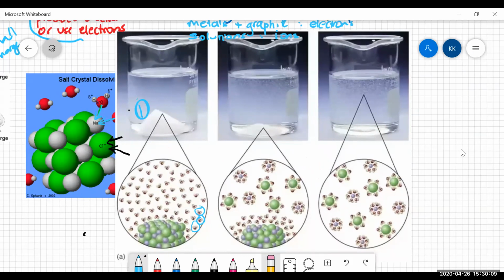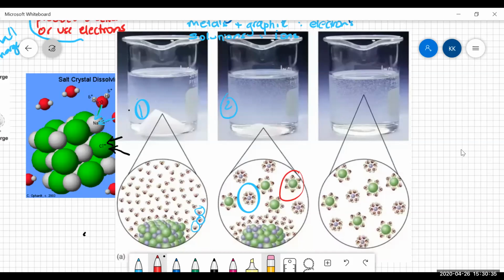And we're going to see in the second one that a lot of the ions are now surrounded by water molecules. This is called a hydration shell. So here's the sodium's hydration shell. And then if we look over here, we've also got hydration shells around the chloride ions. And that allows, once the ions have been pulled off into their hydration shells, they can actually move around.